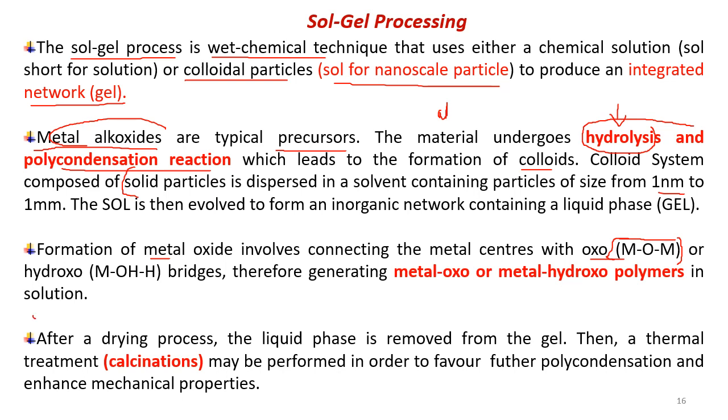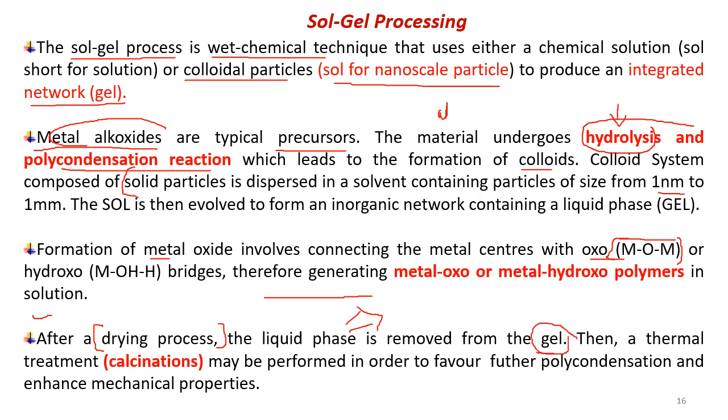Therefore metal oxy or metal hydroxy polymers are generated in the solution. This solution has to undergo proper distribution, so for that aging has to take place, meaning it has to be dried. A drying process will take place where the liquid phase is removed from the gel. In this drying, evaporation takes place and the water gets evaporated. As we are aging for a long period of time, for a couple of weeks, the water molecules evaporate, leaving behind the formation of gel.